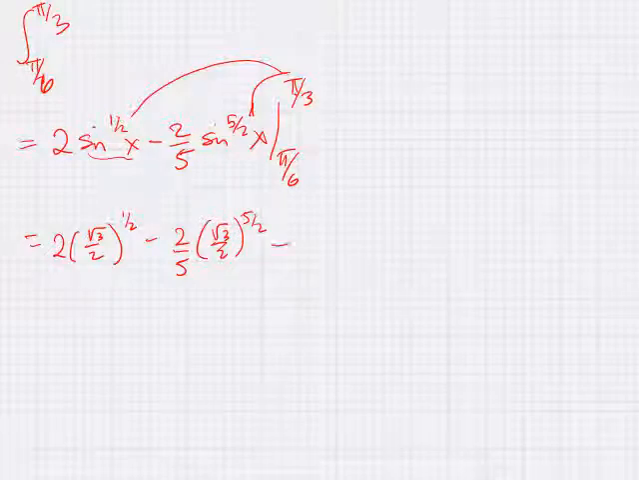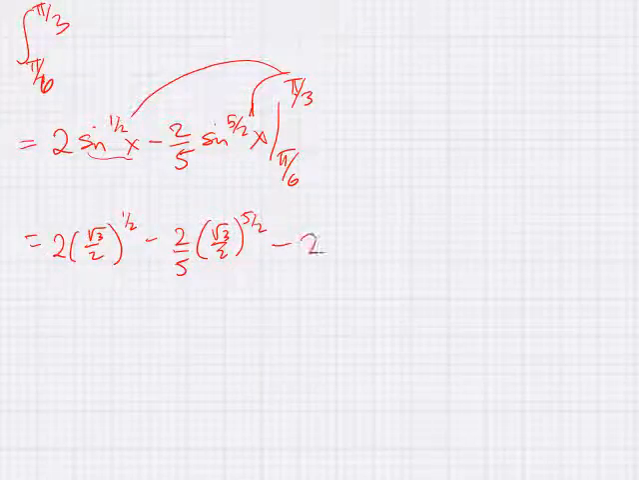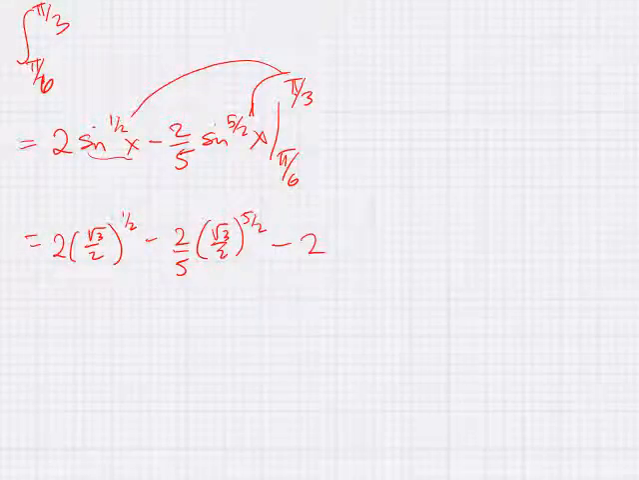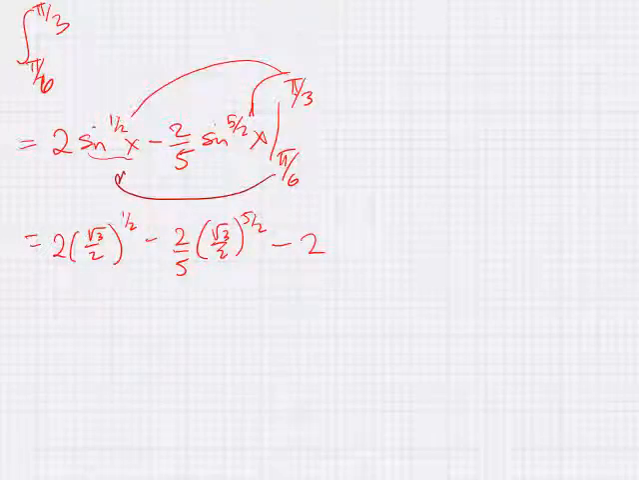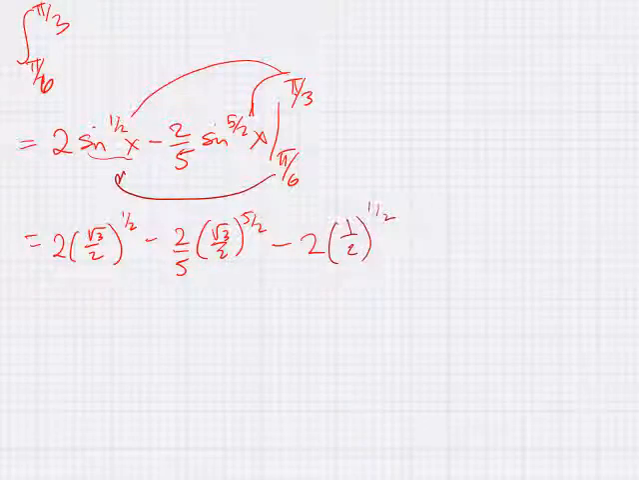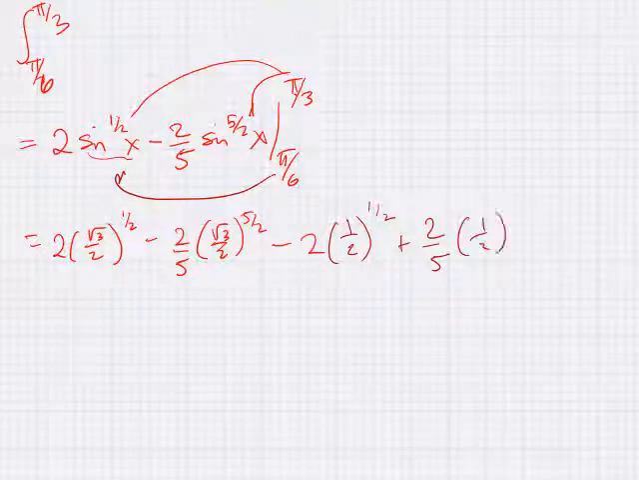minus 2 times sine of pi sixth, when I plug in my pi sixth in here, is a half. So a half to the half. Plus, now this will become 2/5 because I'm subtracting it, so plus 2/5 times 1/2 to the 5/2. So it doesn't look nice, but you can plug it in, you can evaluate it.